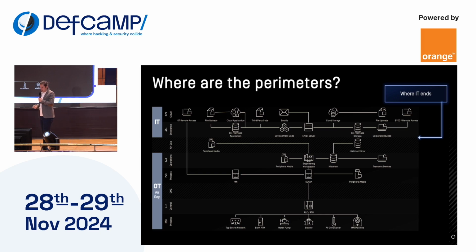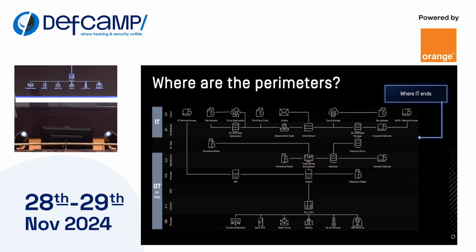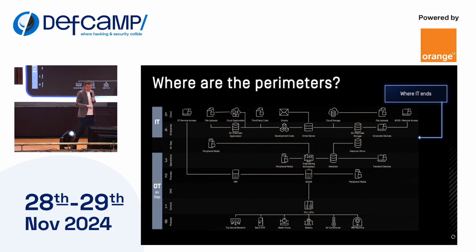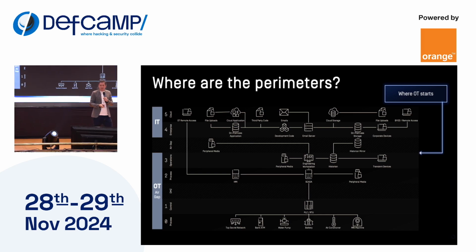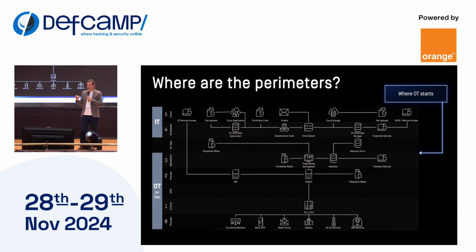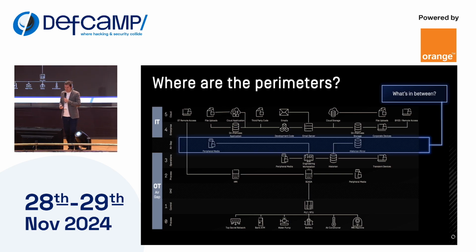So I think it's a difficult question to answer: where does the IT perimeter end, especially when we talk about cloud, and we're going to look at that. But then we have to look at where the OT perimeter starts. And again, there might be some overlaps. There's obviously something in between the two, the connection between the two. The convergence. And that's what's in between, really.